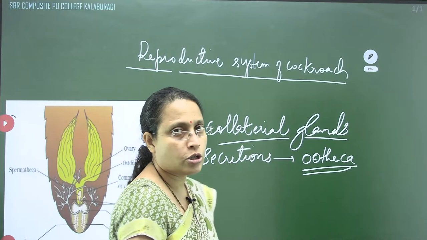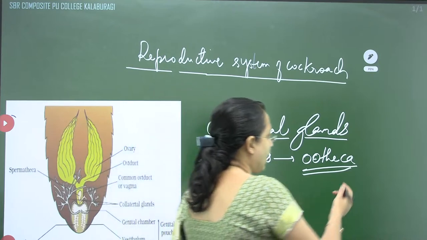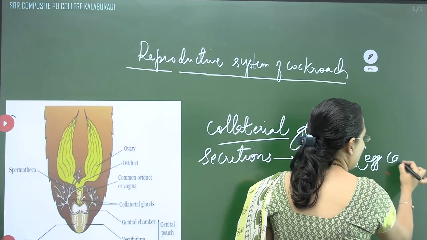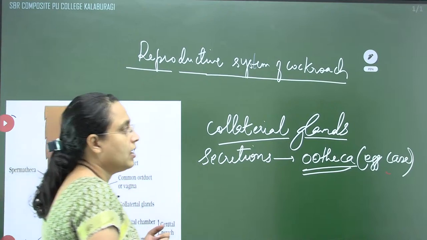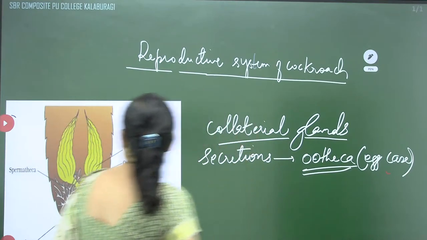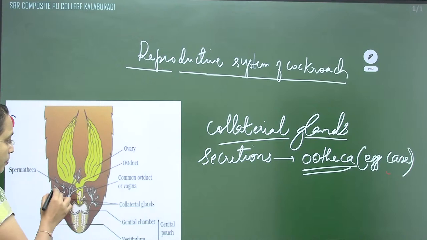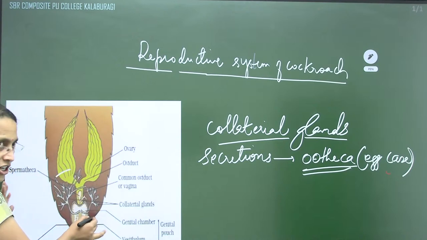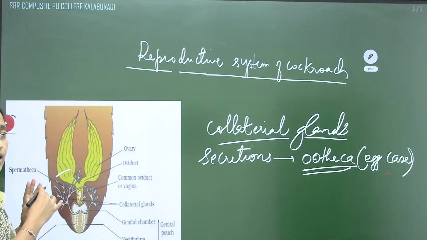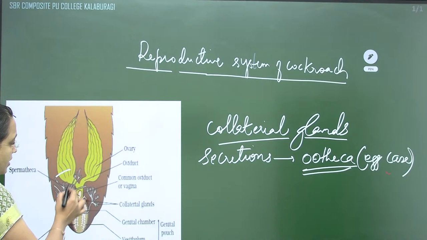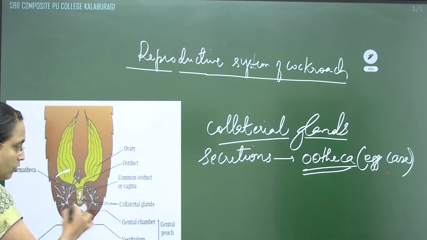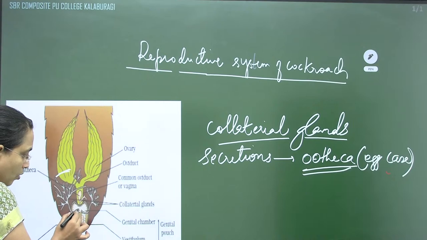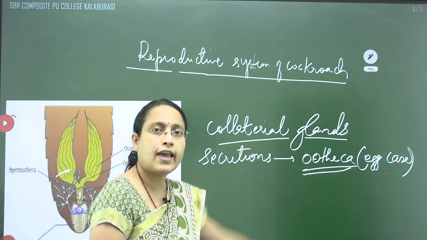Now, what is an ootheca? It is also called the oothecal case, or the egg case. It is all the same. What you should know is that it is produced by the secretion of the collateral glands. These glands are one pair, and one is bigger. Both are branched glands, not unbranched or sac-like. You can see the left one is bigger than the right. When they pour their contents here, the contents will start producing the egg case.